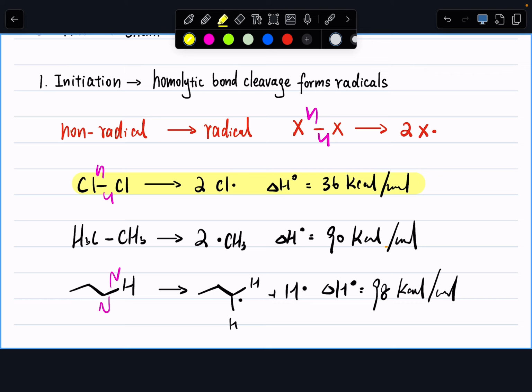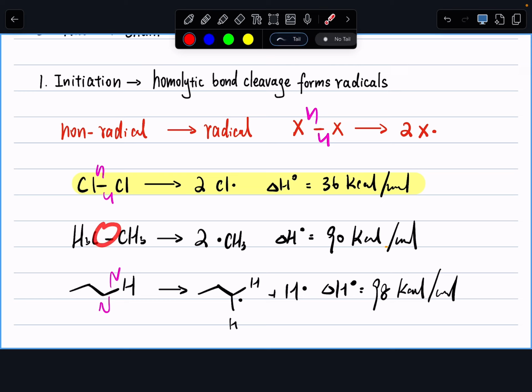Yes? Wait, for the last example, how can you do that if it's a hydrogen bond to a carbon? Due to the electronegativity difference, how would it be radical? So first of all, is your carbon-hydrogen bond a polar covalent bond? The answer is no, right? So my carbon-carbon bond or my carbon-hydrogen bond are relatively non-polar covalent bonds because they have very small electronegativity differences, and hence they will also like to cleave in the homolytic fashion to form the radicals.